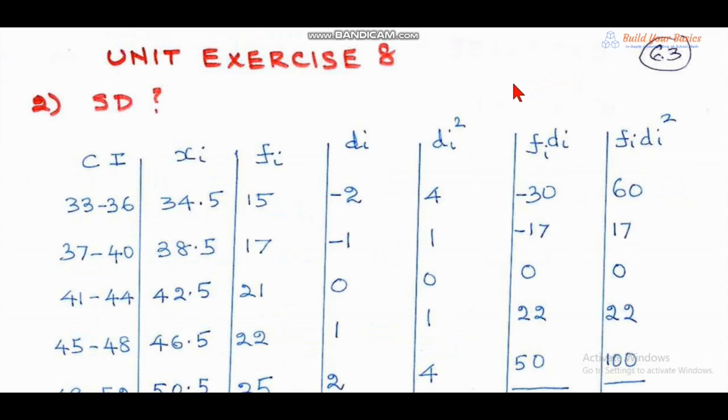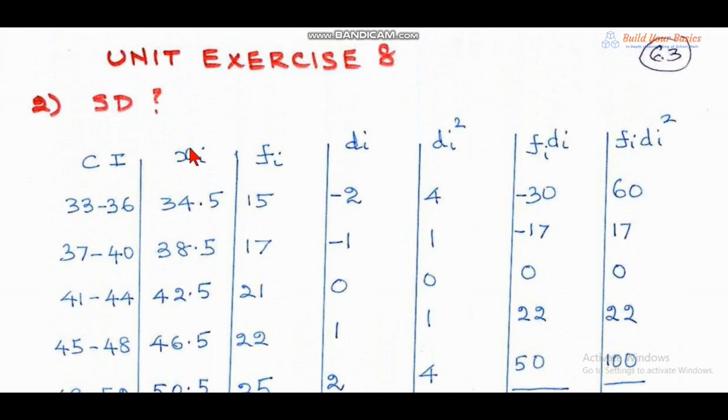Unit exercise 8. Question number 2. The diameter of circles in millimeter drawn in a design are given below. Diameters 33 to 36, 37 to 40, 41 to 44, 45 to 48 and 49 to 52. Number of circles, frequencies, corresponding frequencies 15, 17, 21, 22 and 25. Calculate the standard deviation. So we are given class intervals.